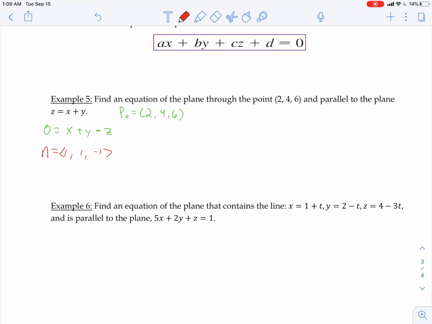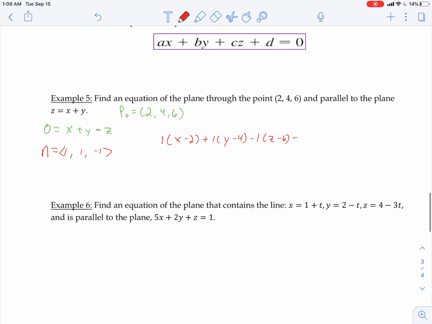So I have the equation 1 times x minus 2, plus 1 times y minus 4, minus 1 times z minus 6, equal to 0. Combining everything: x minus 2 plus y minus 4 minus z plus 6 equals 0. Combine what I have: x plus y minus z is equal to, negative 2 minus 4 is negative 6, plus 6 is 0.